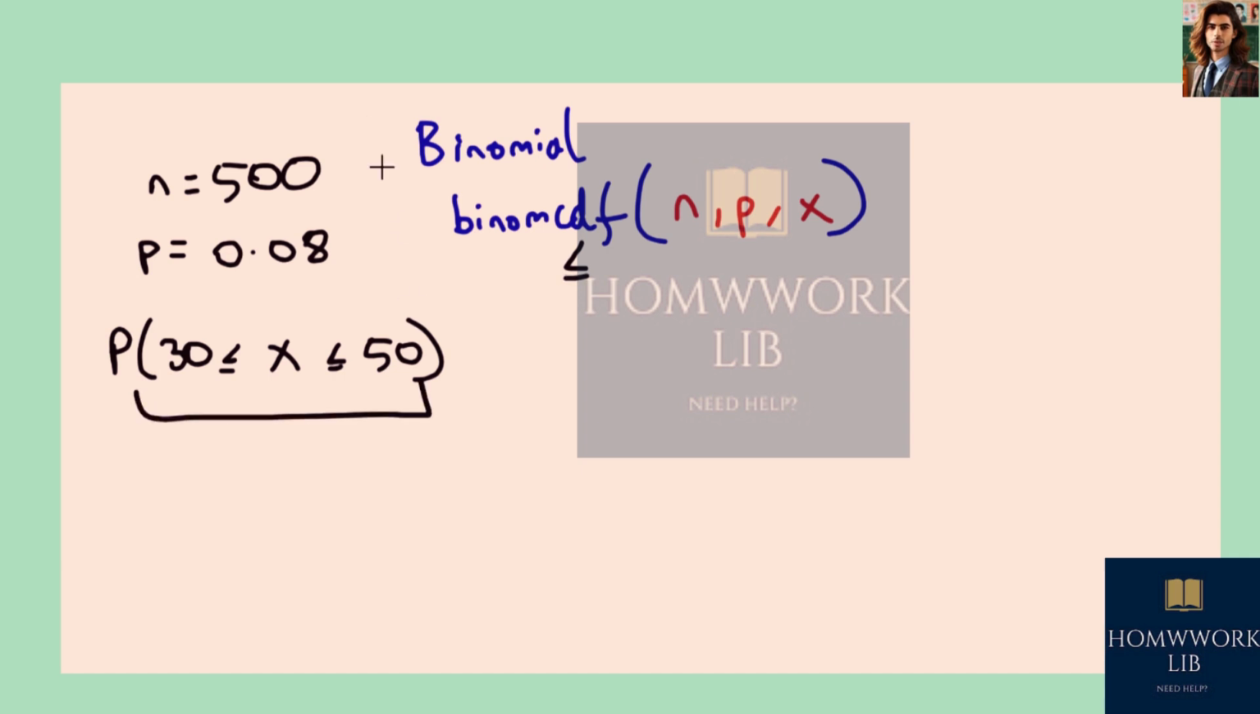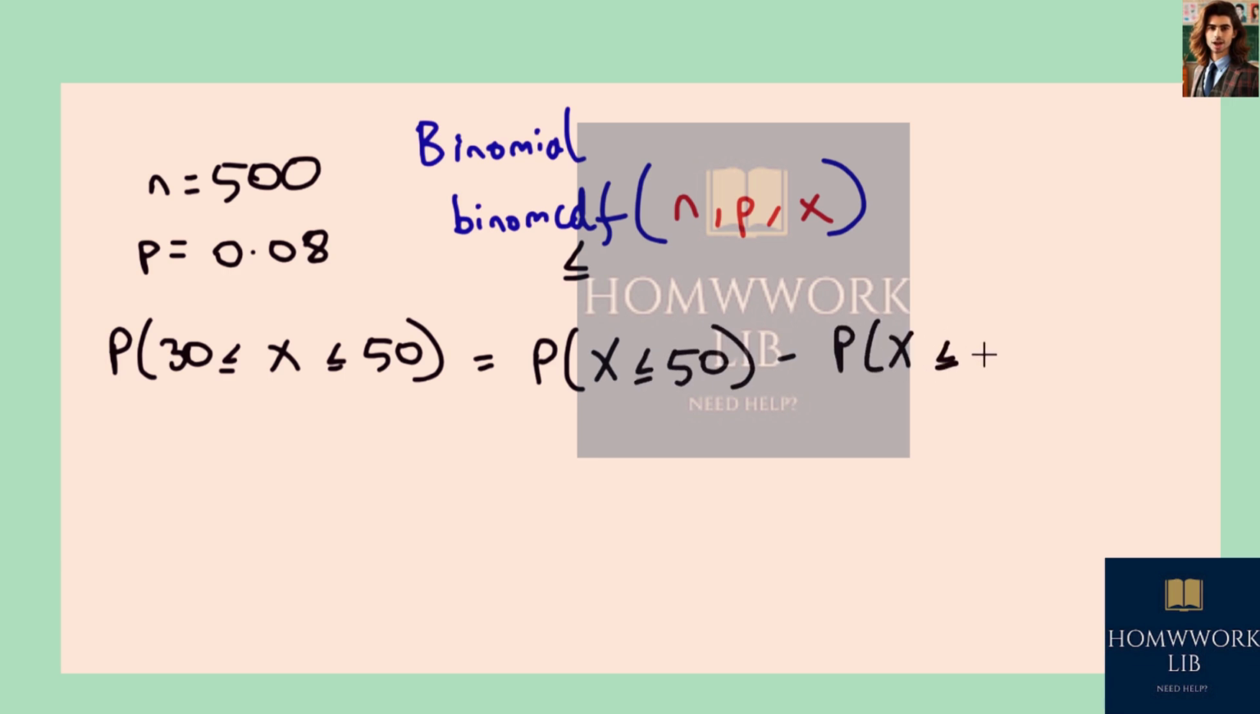So I can't immediately put this in, but I can rewrite it as the probability X is 50 or fewer minus the probability X is 29 or fewer. If you think about which outcomes are included in these, it makes sense.